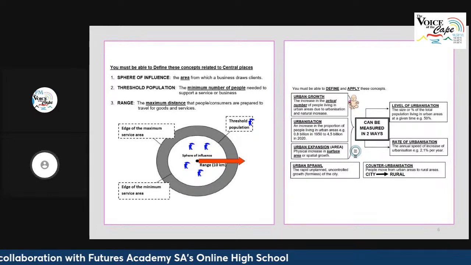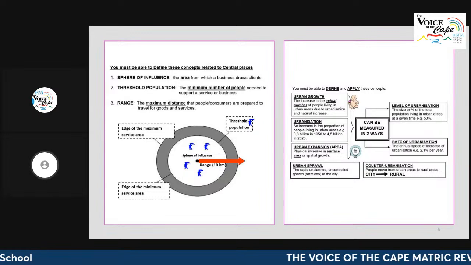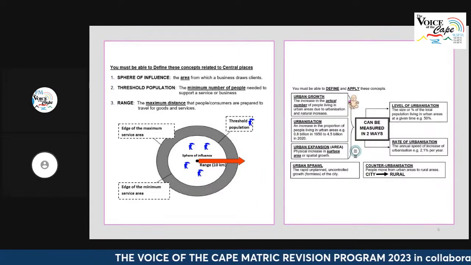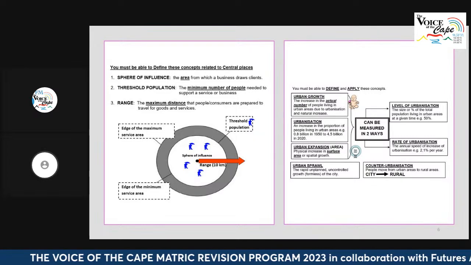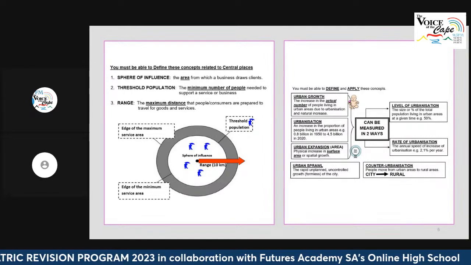Threshold is the minimum number of people actually required for that particular business to function. So it could be 10 or it could be 20. If it's a low order goods service, it doesn't need more than 50 in order to function. But if it's a high order good, it requires 100 and over for us to actually get some sort of profit from it.